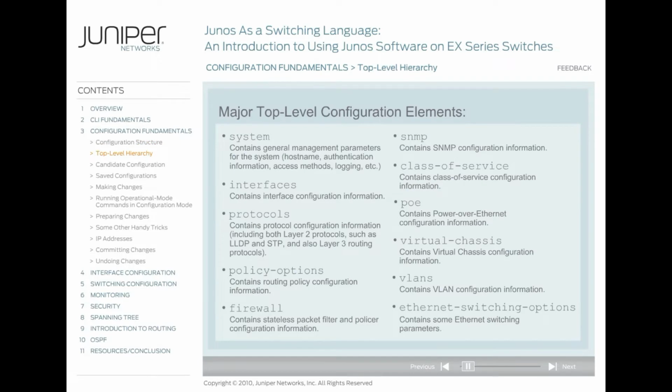There are a number of elements at the top level of the configuration hierarchy. Some major elements are System, Interfaces, Protocols, Policy Options, Firewall, SNMP, Class of Service, PoE, Virtual Chassis, VLANs, and Ethernet switching options.